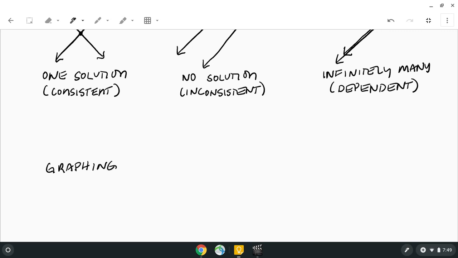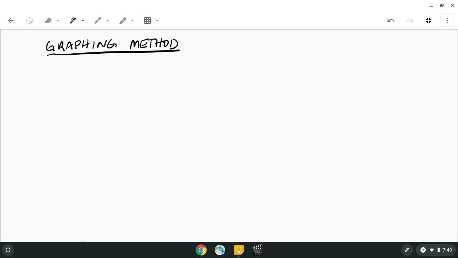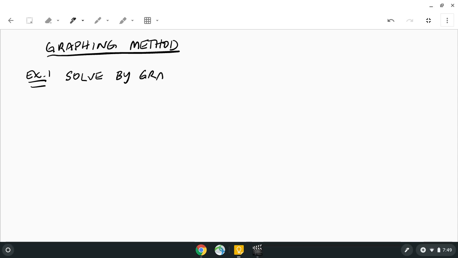All right, so let's start off with the graphing method. Okay, so let's take a look at this one. Suppose that I have to solve by graphing, and suppose that I have this system. Suppose I have 2x minus y equals 5, and I have x plus 4y equals 7. Okay, so I'm going to go ahead and graph these two lines.